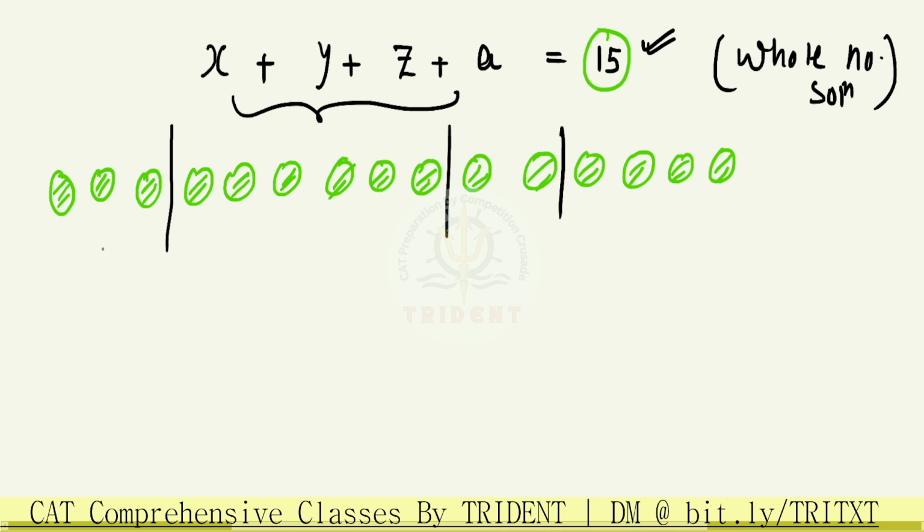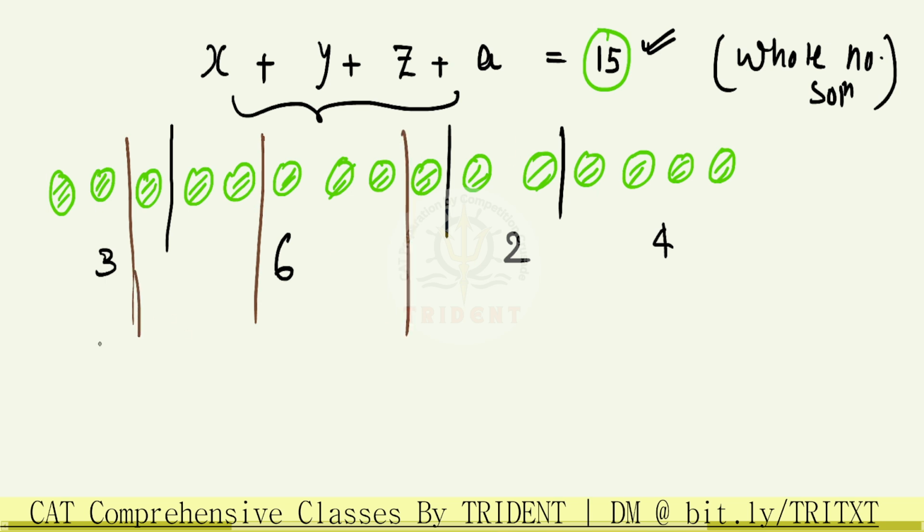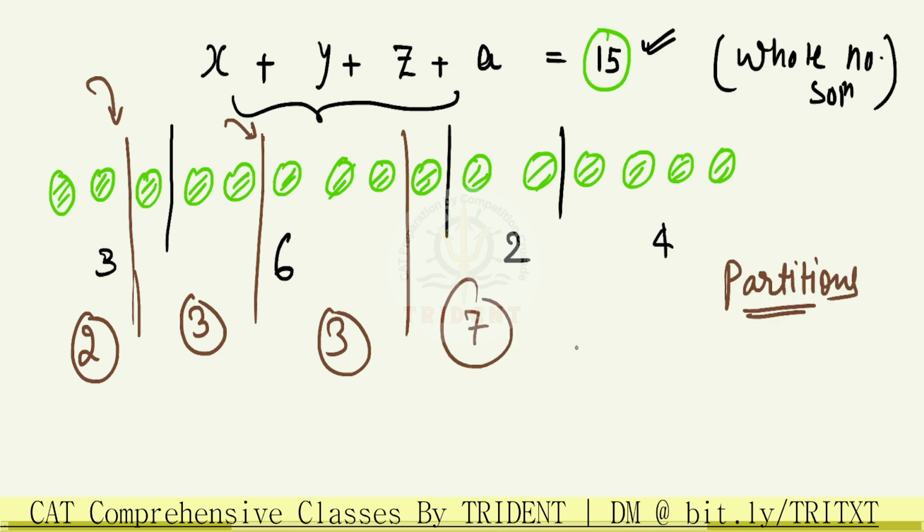In this case, the first student can get 3 chocolates, the second student will get 6, and then 2, and then 4. If you add, this becomes 9, 11 and 15. Okay. Now let's say if I make a partition over here, and I make a partition over here, and I make a partition over here. So in the first partition I'm getting 2 chocolates. In the second partition I'm getting 3 chocolates. In the third partition I'm getting 3 chocolates. And the fourth partition, you can actually check.